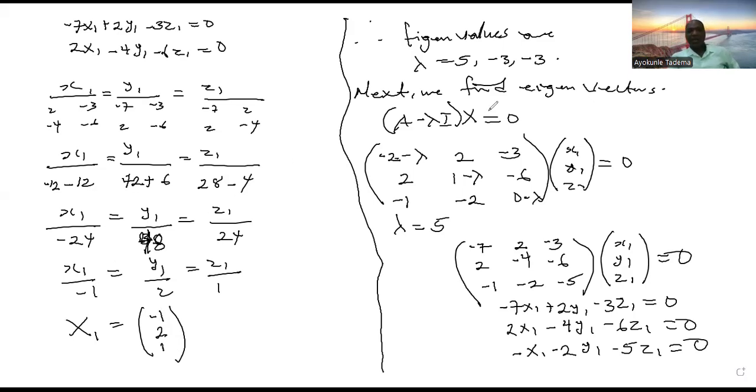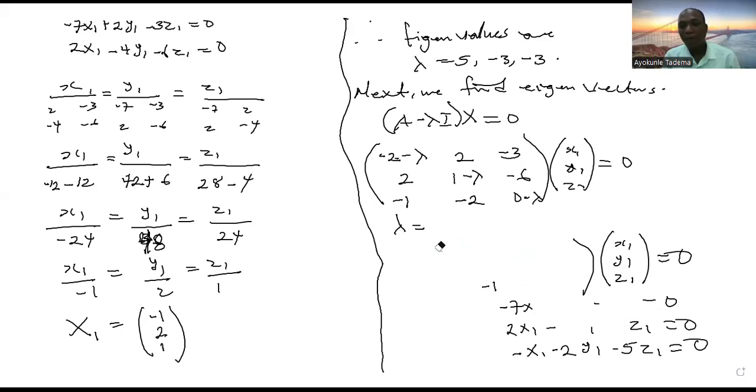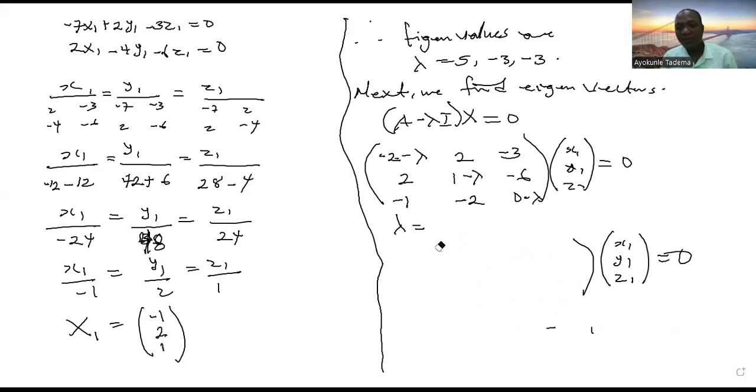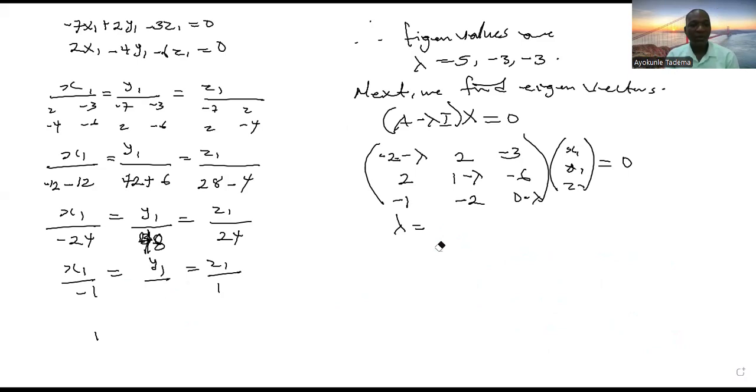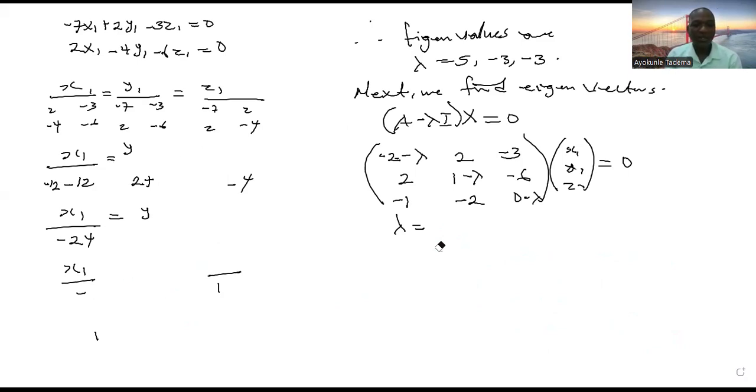Now we look for the other eigenvector. Remember, in this particular question we have a repeated eigenvalue. Now the next thing we do, we look for when lambda equals minus 3.